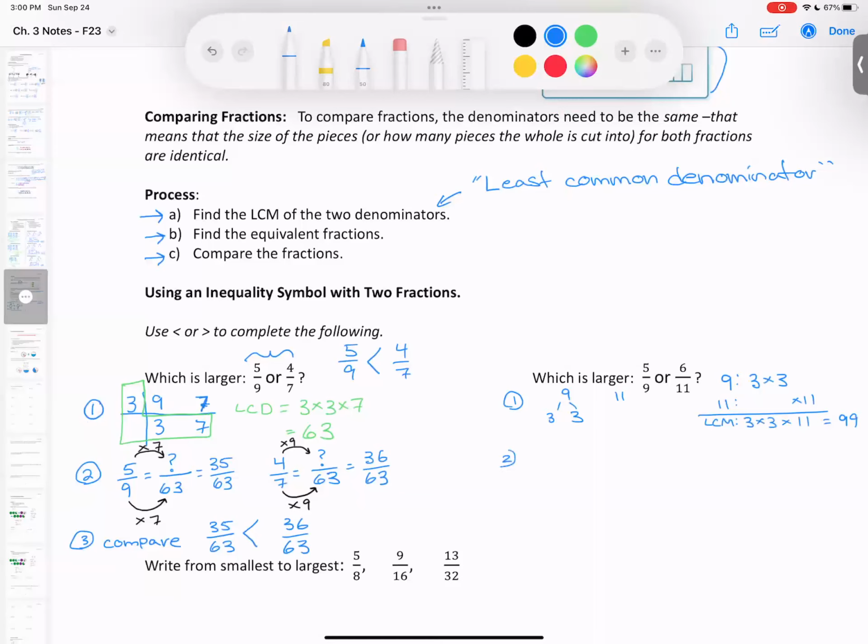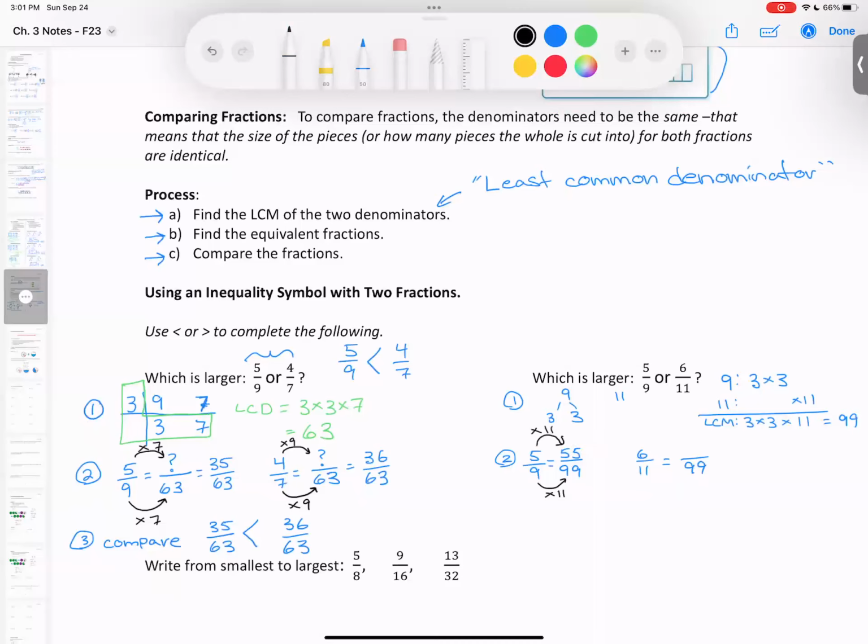Step 2, we're going to take each of the fractions we're trying to compare, 5 over 9 and 6 over 11, and put them into equivalent fractions over our new denominator of 99. For the first one, we ask ourselves, what did we have to multiply to get from 9 to 99? Another way to say that is, what is 99 divided by 9? It's 11. So 9 times 11 gave us 99. That means we have to multiply our 5 by 11 as well, which gives us 55.